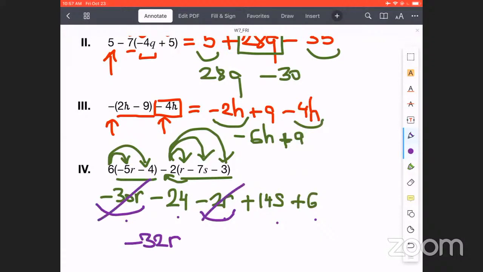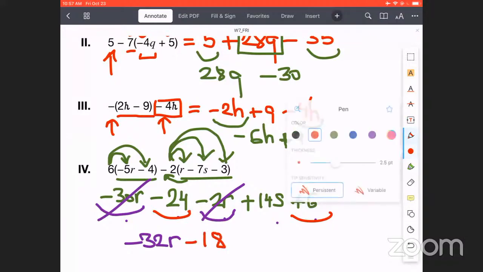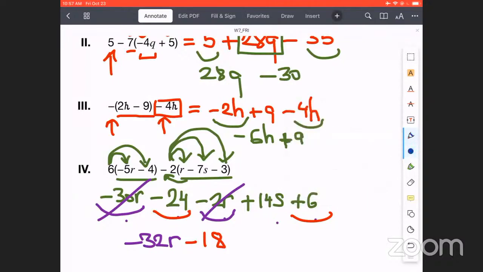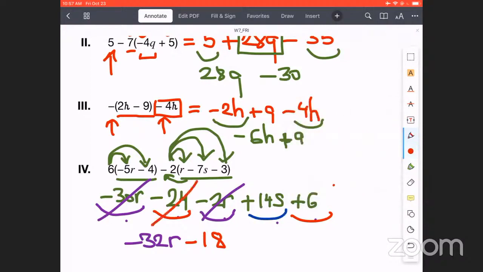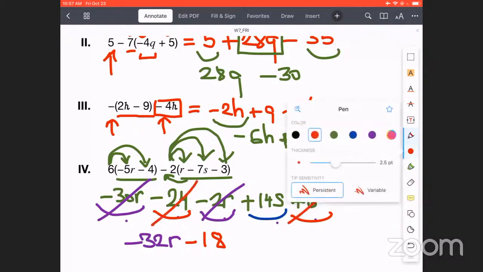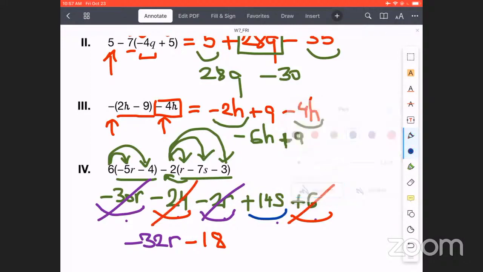And now think about the numbers. Let me use different colors so you can see it clearly. There is a negative 24 and plus 6. These are like terms because those are the numbers themselves, and that becomes negative 18. Let me use another color for the last one. The last one is just the 14s, because I'm done with 24 and 6, so I cross them out so I can see everything clearly. And the last thing is 14s.